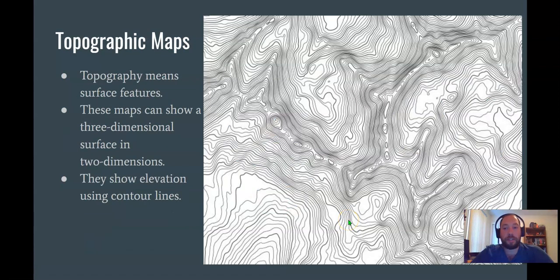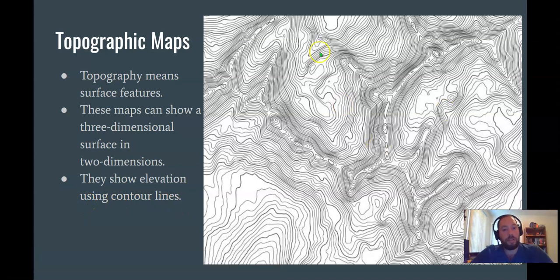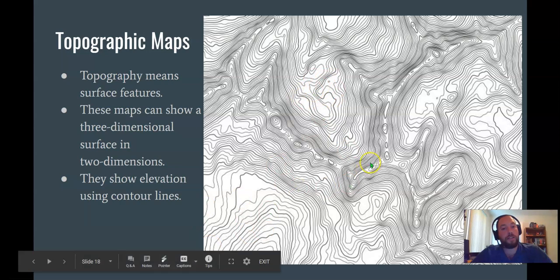Then we have topographical maps. Topographic maps focus on the surface features of an area. These maps can actually show a three-dimensional surface in two dimensions. And they do this by showing us the elevation using what are known as contour lines. And as you look at this map here, you can generally see that you have specific shapes that start to come out. Some spots look higher than others, and you can actually pick out what areas are the lowest in that region.